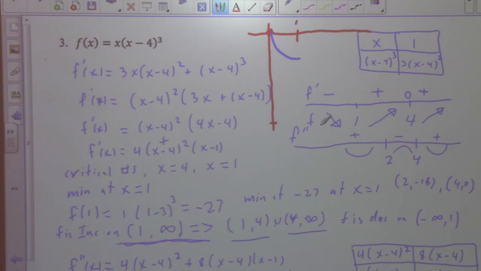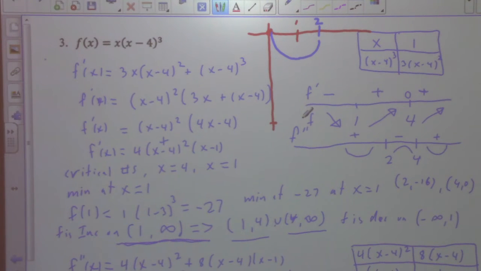Now what's the next interval where we see the number lines stacked upon each other? From 1 to 2, we have a plus on top and a plus underneath. So what does plus plus look like? The bottom right. So all the way up to 2, it's going to look like this.